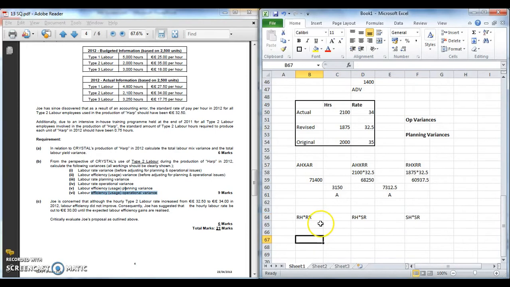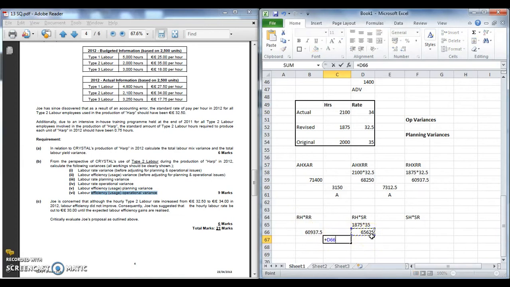So again, back to a similar approach now, we calculate out each variance. So the revised hours times revised rate, again, don't reinvent the wheel, you have it done already in the prior one. Just bring it across, 60,937.5. Revised hours here are 1875 times the standard rate, or what you can call here the original rate if you want it, or 35. So we're comparing now a revised rate times the revised hours is 60,937.5, and this is 65,625. So there's a difference here of 4687.5.